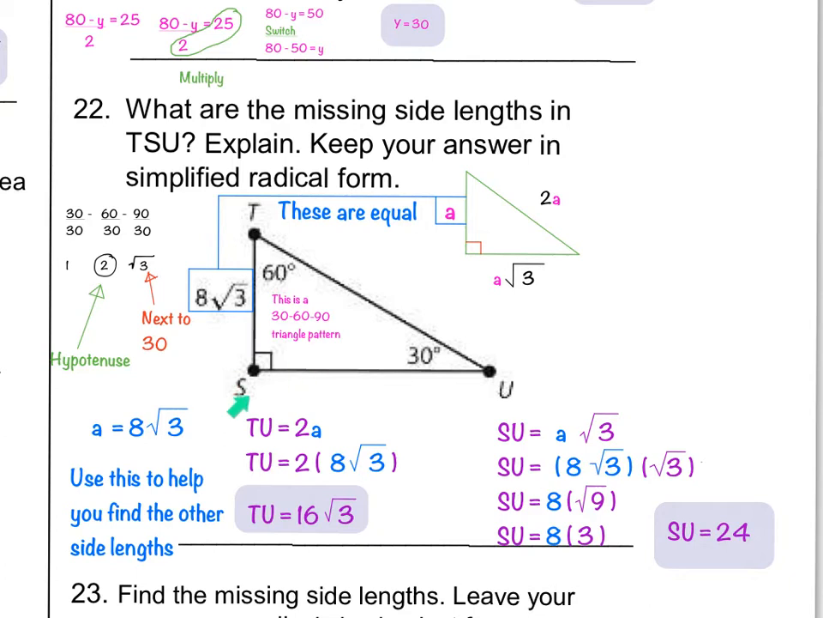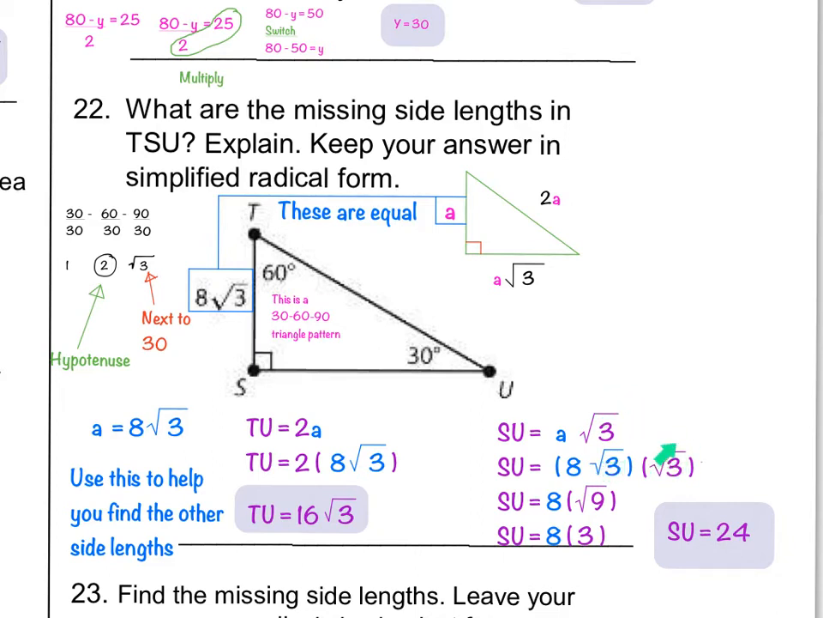My next missing side is SU. SU corresponds with this side here, which is A with the square root of 3. So I'm going to write that down. SU equals A square root of 3. But I know A. A comes from here. So I'm going to substitute this 8 square root of 3 in the A spot, which is what I did here. And I still have my square root of 3 here.